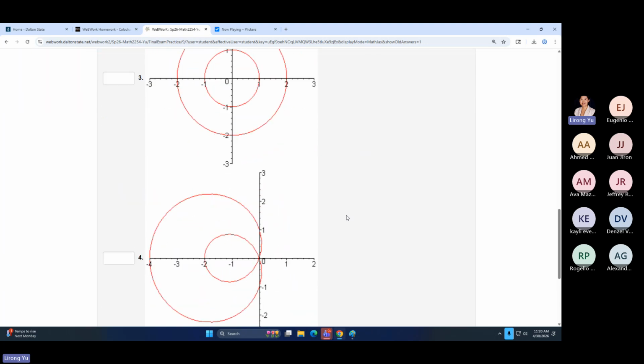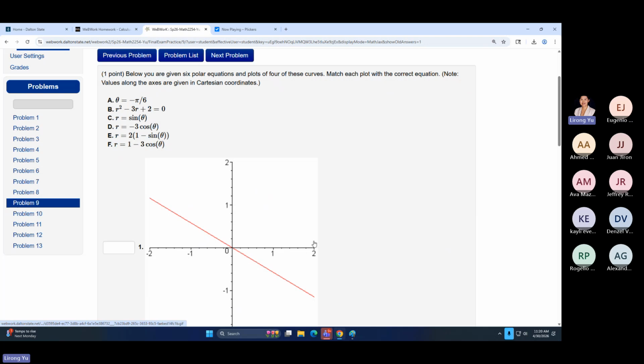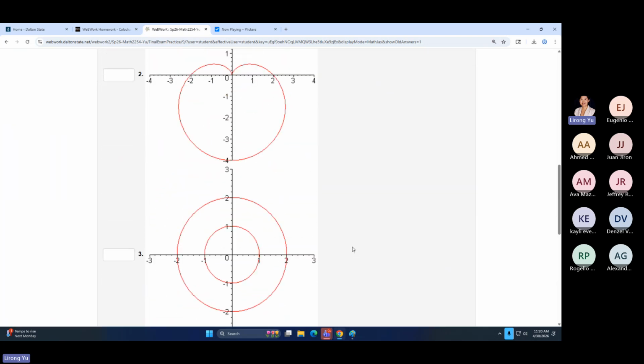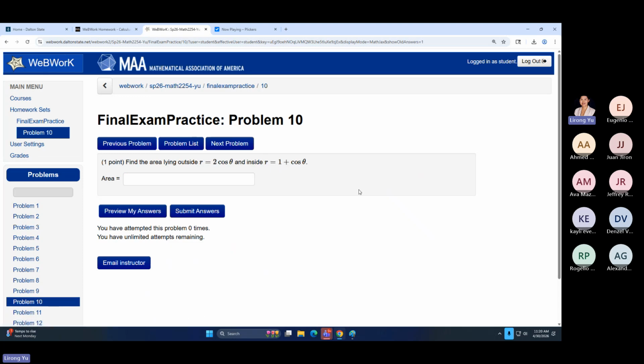So we have the polar curve graphs, and those are equations. We match the equation with the graph. This way we get to cover more of the area along polar curves. And then question 10 is to find the area outside the inner curve and inside the bigger curve. So really it is the area between. That is the last question on the exam. So if you didn't do so well, then this question will be for you to practice.